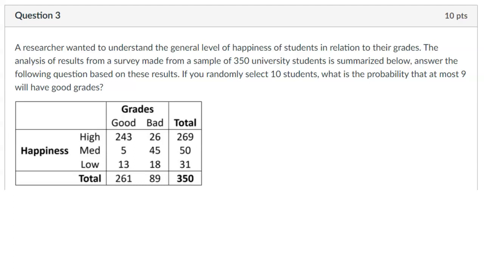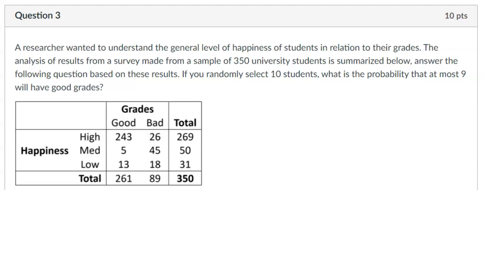Okay. A researcher wanted to understand the general level of happiness of students in relation to their grades. The analysis of results from a survey made from a sample of 350 university students is summarized below. Answer the following questions based on these results. If you randomly select 10 students, what is the probability that at most 9 will have good grades?